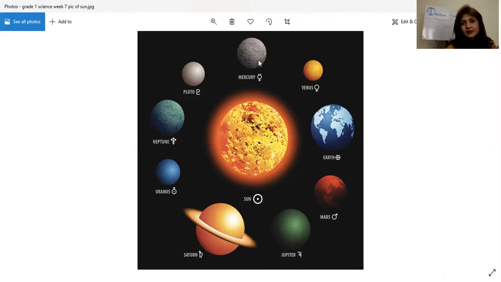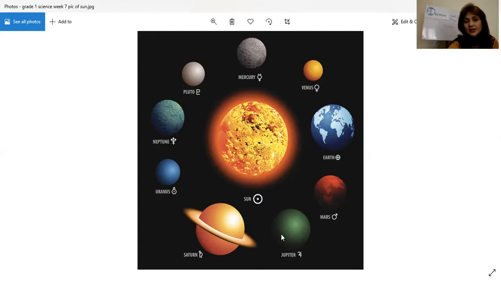You can see Mercury is different. You can see Venus is of yellow color and it is a little smaller than Mercury. Then you can see Earth is a little bigger. Mars is a little smaller. Why is Mars of red color? Because it's very hot on Mars. It's terribly hot on this planet Mars.